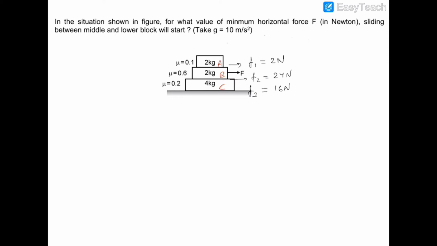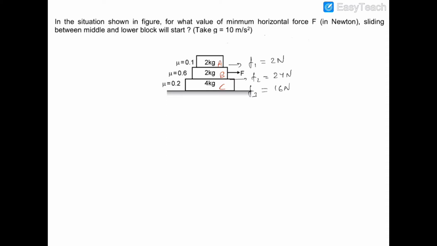So there are three blocks as you can see, A, B and C, and all the coefficients of friction are given and the value of maximum friction is already calculated by me, and I have written that value on the surface itself. Now we need to find out the minimum value of F for which the sliding will occur between B and C block.